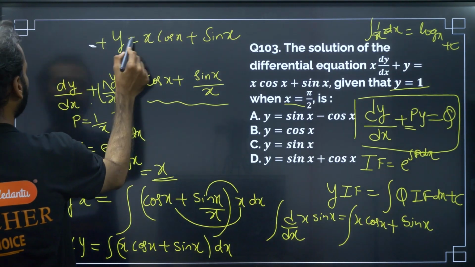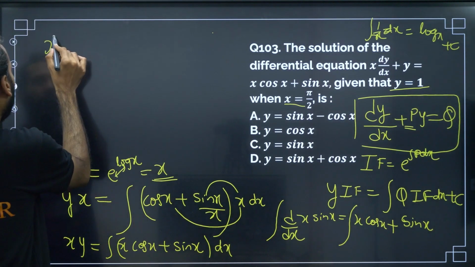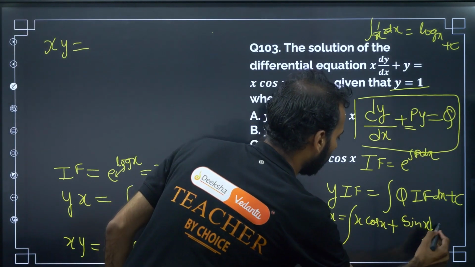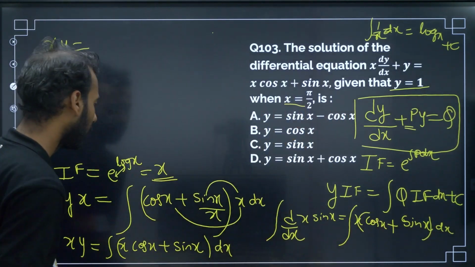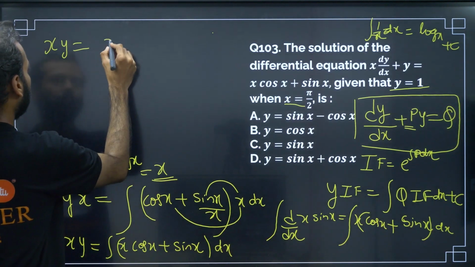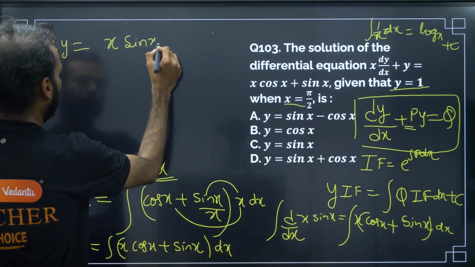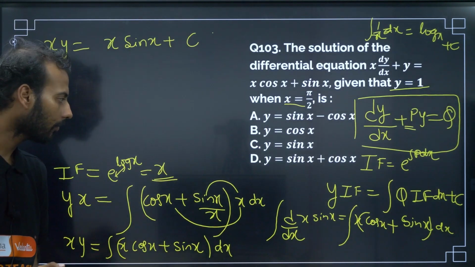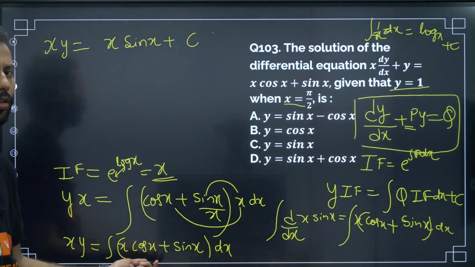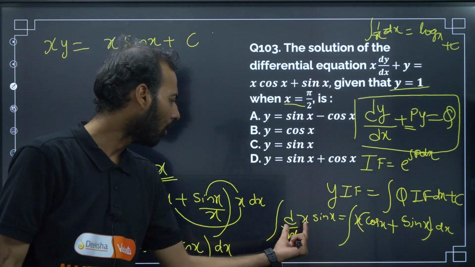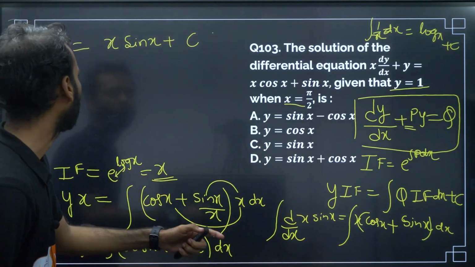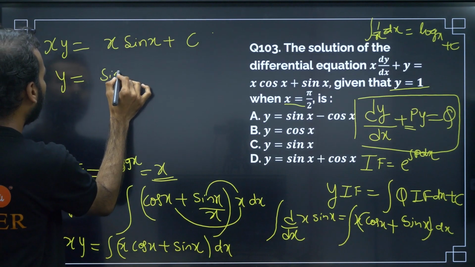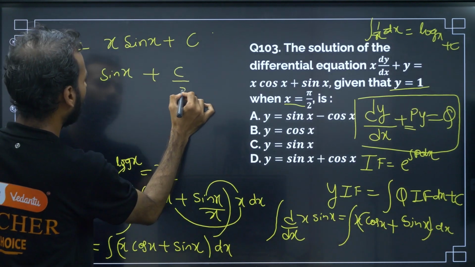Let me erase this. So xy is equal to the integration of this, dx, all that is not important from the exam point of view. This becomes x sin x plus c. Or else if you want to go for normal integration, that is also fine. Next, y is equal to sin x, if I divide by x on both sides, plus c by x.